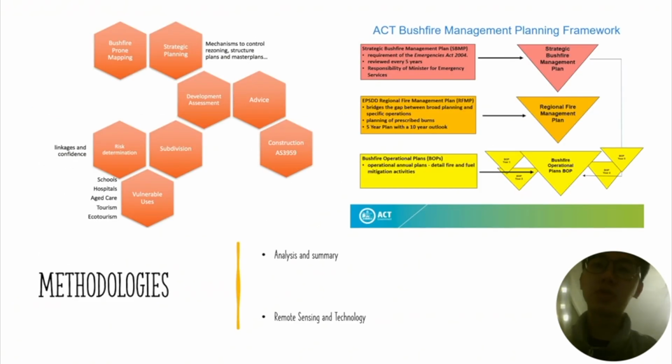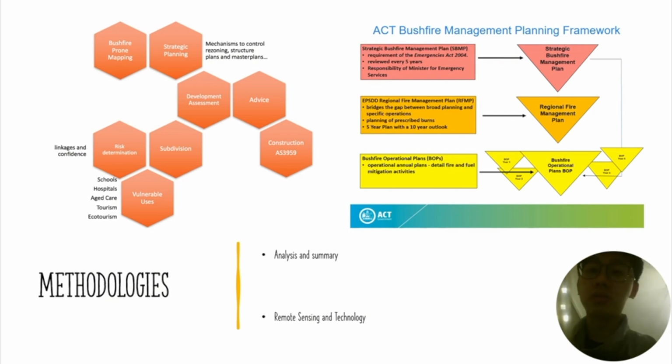So this page is talking about the methodology. So I've made it into 2 parts. The first one is the analysis and summary. The analysis involves examining the spatial distribution of fire-prone areas, vulnerable populations, and critical infrastructure. This helps to identify high-priority areas for intervention and resource allocation.